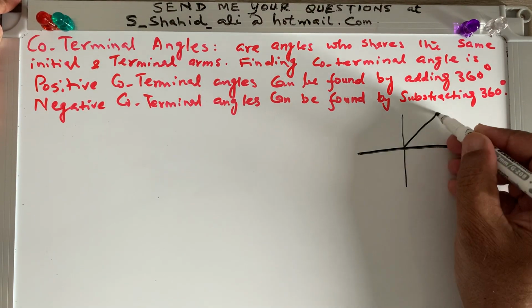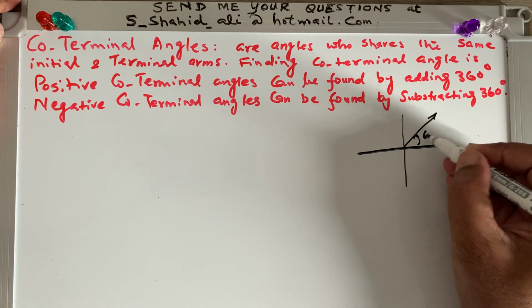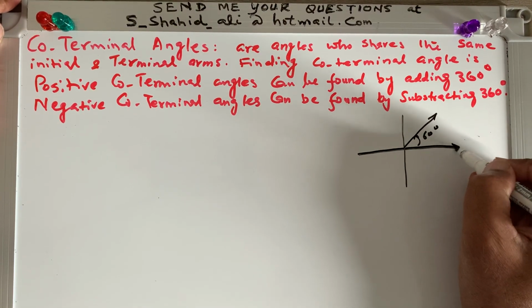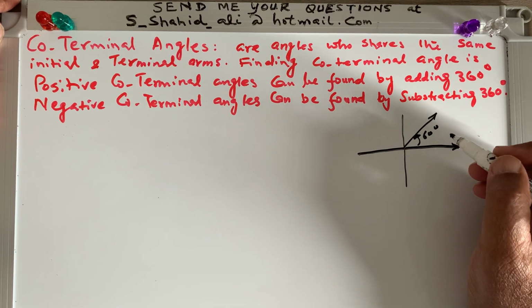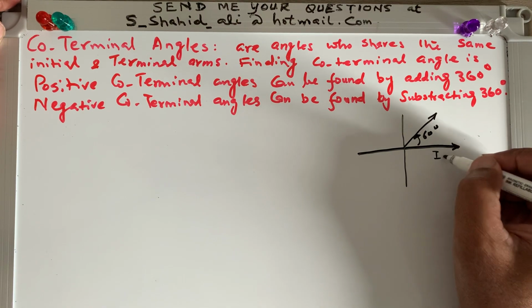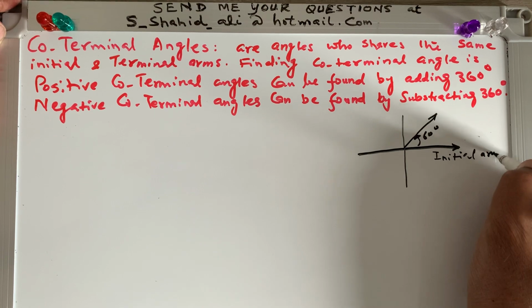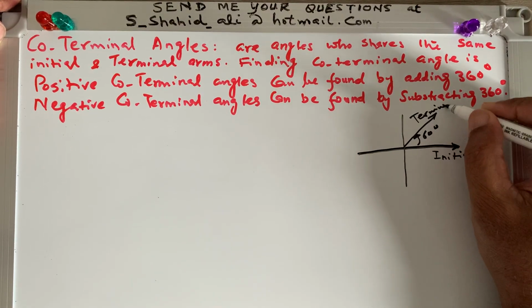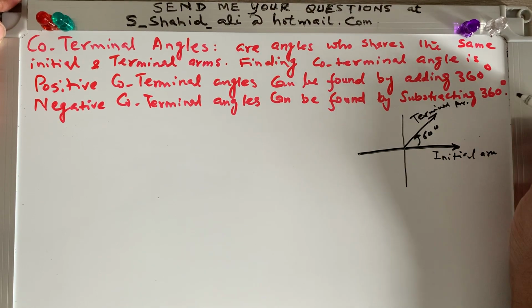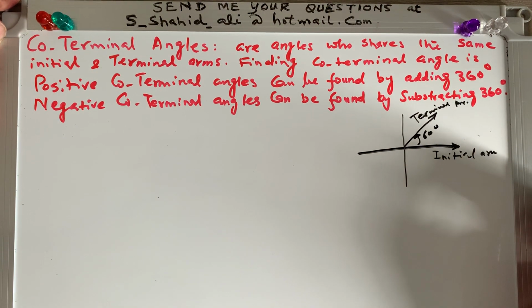For example, this is an angle, okay, this is 60, right? So the initial arm is here, and it rotates 60 degrees. So this is my initial arm, this is my terminal arm, right? Now what is the definition saying? Coterminal angles are the angles which share the same initial and terminal arm.